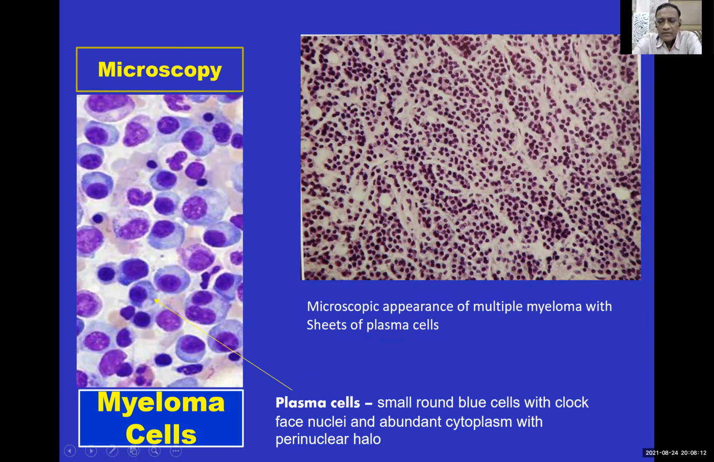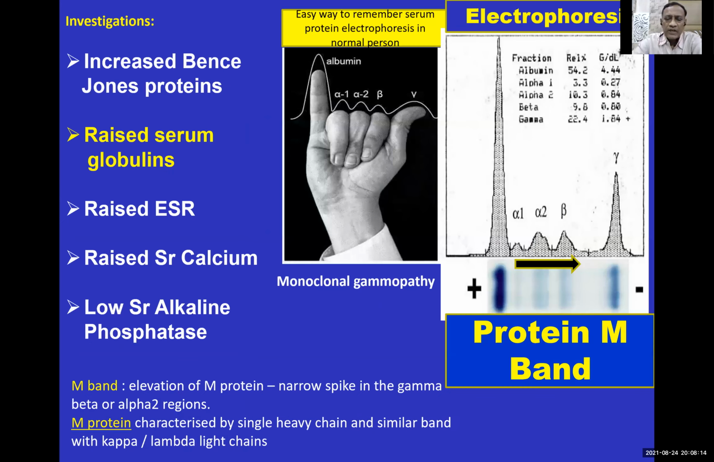And the most important investigation is plasma protein electrophoresis. Normally, it looks like this, just like our fist. This is the albumin, and this is alpha 2 and beta globulin, and this is the gamma globulin. The normal pattern is like this, but in multiple myeloma, the pattern is like this, and it shows the protein embankment.